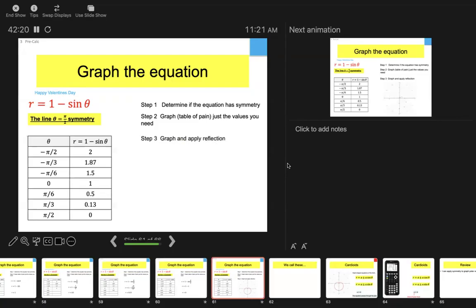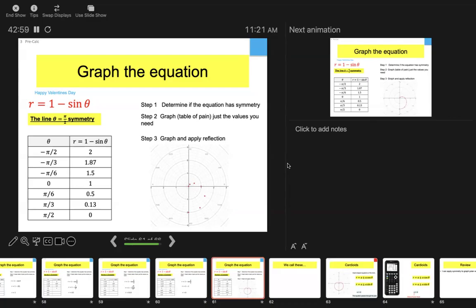All right, so let's see. How do we graph this? We've got to go to negative pi over 2. That's straight down. And then we go to the value 2. So here's negative pi over 2 straight down, and here's the value 2. Here's the radial negative pi over 3 and the value 1.87. Here's negative pi over 6 and 1.5. And so forth and so on, all the way up to pi over 2 and 0, which is the origin.